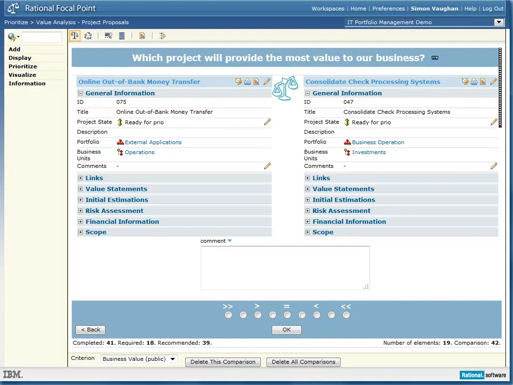Pairwise comparisons are great when there's not a lot of known quantitative data, so very early on when you're trying to get a measure of value. What this does is it compares initiatives side by side, and stakeholders get to vote on which initiative in this case is going to provide the most value to our business. And there's a structured process to walk through a set of comparisons in order to build up a statistically significant result.